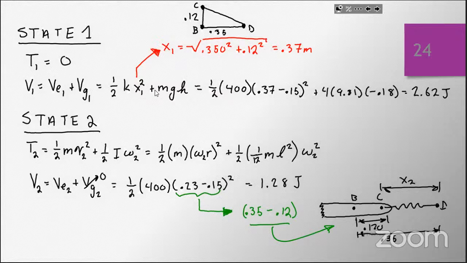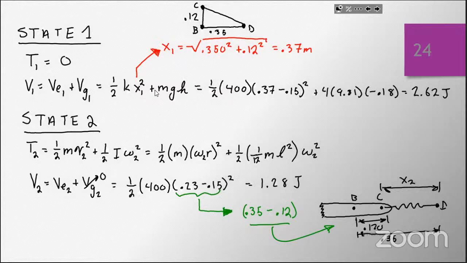0.23. Where does this 0.23 come from? If you drew it on the big diagram, this is just a cross-section or blowout section, right? From B to C was 0.12. From B to D was 0.35. So that means whatever's left over has to be 0.35 minus 0.12, which is 0.23, minus the free length, squared. So I have 1.28 joules of energy due to my spring.